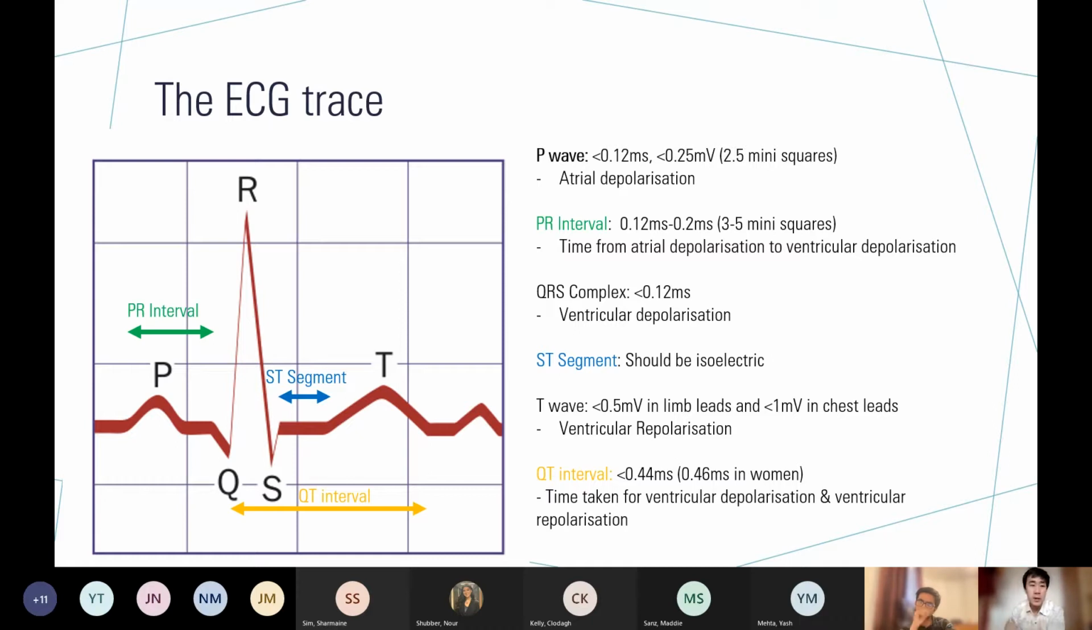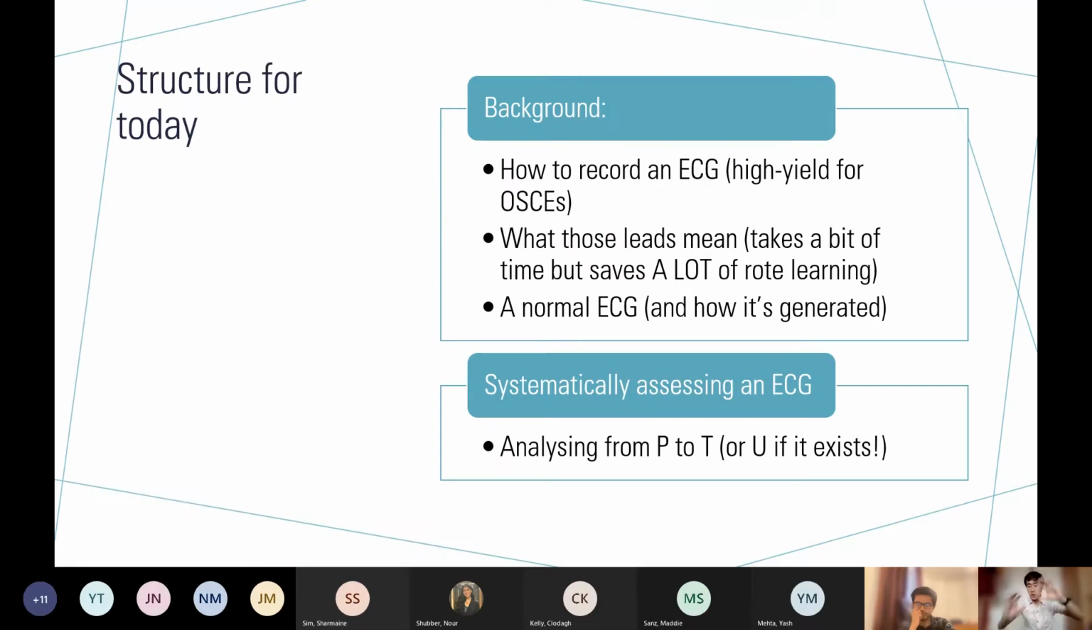Q wave to the end of the T wave, fantastic. So it's from the beginning of the QRS to the end of the T wave. Okay, great. And the normal values are there. So 0.44 milliseconds in men, 0.46 milliseconds in women. Okay, great. There we go. So that's just the background.